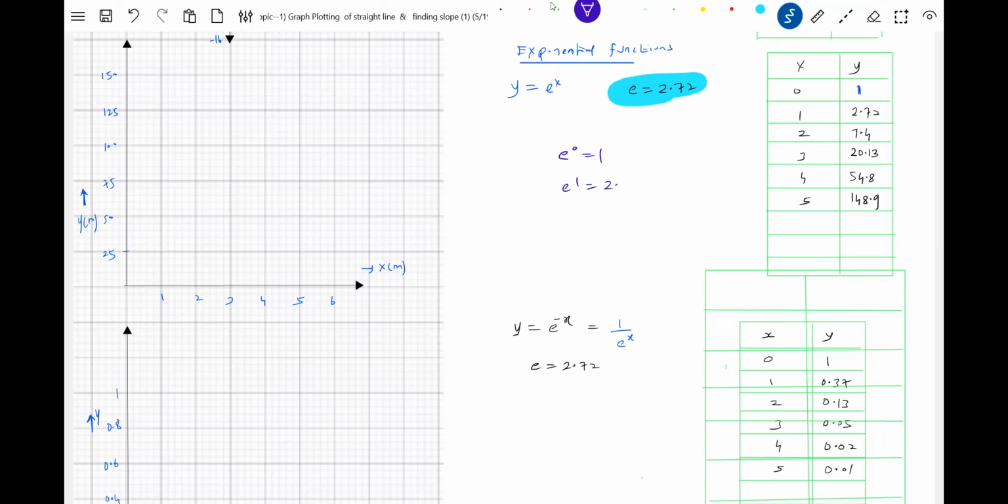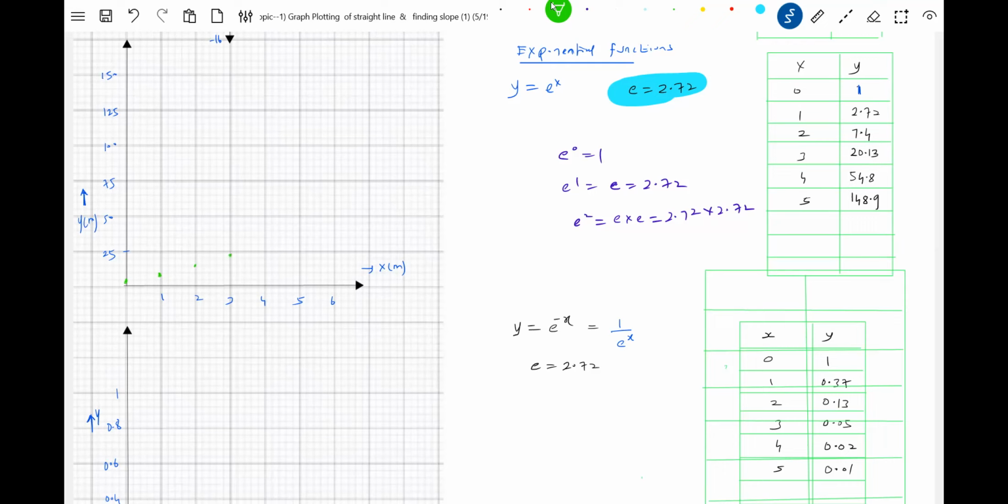E to the power of 1 will be e. For e squared, what are you going to write? E into e, 2.72 into 2.72. Like this, you do multiplication and fill up this column. We will locate the exponentially increasing function. Put x equals 0, it will be 1. X equal to 1, 2.72. X equal to 2, 7.4. X equal to 3, 20.13.